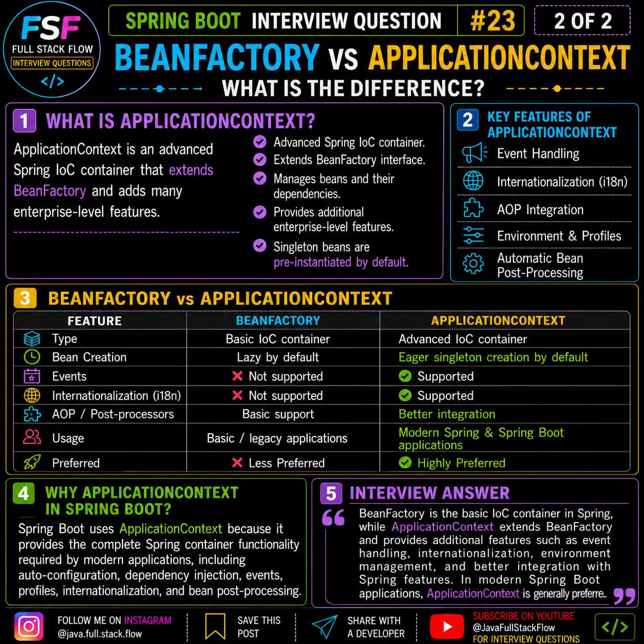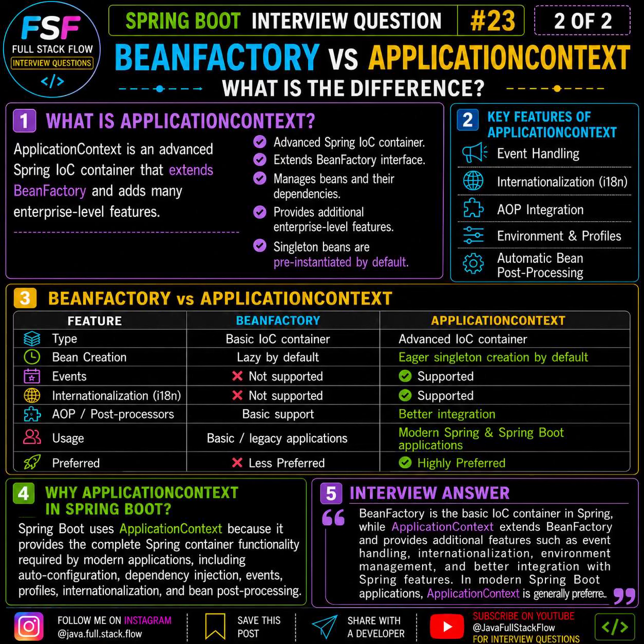Second is internationalization or I18N. Easy message source and locale resolution. Means it allows our application to support messages in different languages and locales. Third is AOP integration. Application context integrates with Spring AOP, which is commonly used for things like logging, security, and transaction management. Fourth is environment and profiles. This is very useful when we have different configurations for different environments, such as development, testing, and production. So it manages environments and active profiles easily.